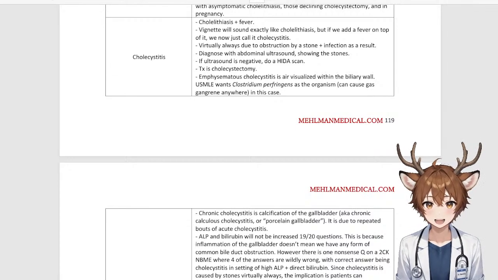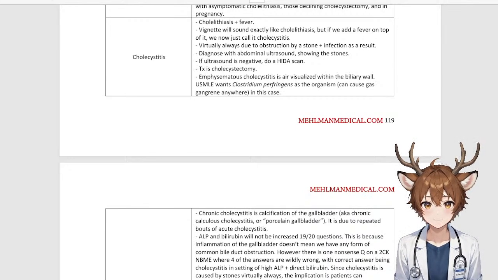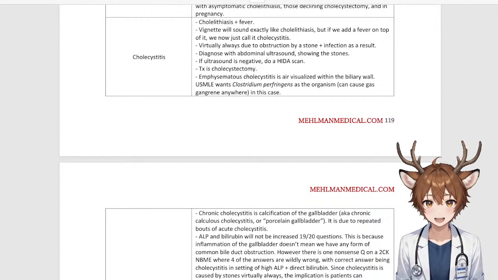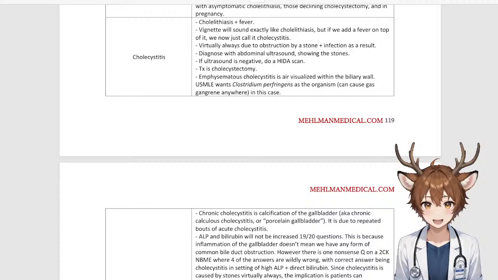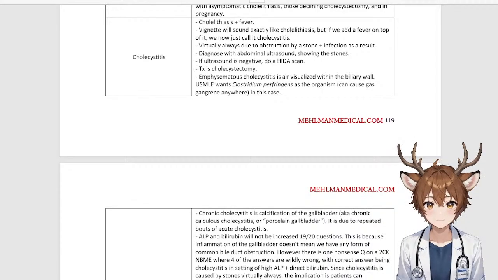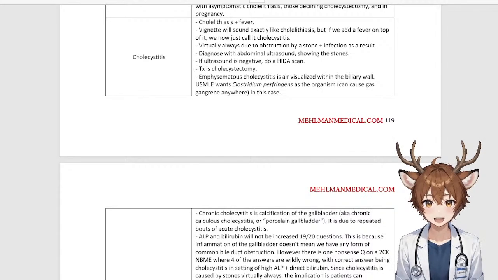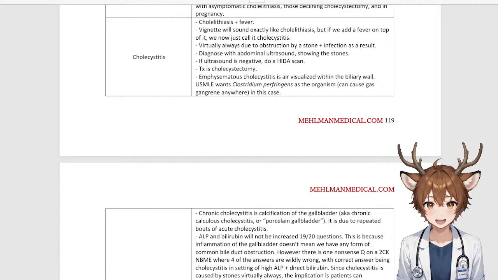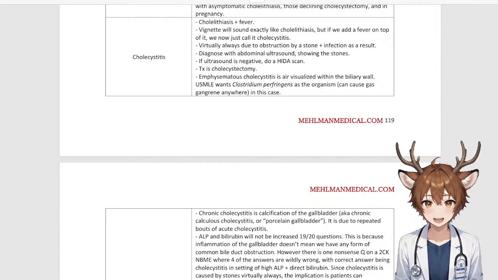Chronic cholecystitis is calcification of the gallbladder, aka chronic calculous cholecystitis or porcelain gallbladder. It is due to repeated bouts of acute cholecystitis. ALP and bilirubin will not be increased in 19 out of 20 questions. This is because the inflammation of the gallbladder does not mean we have any form of common bile duct obstruction.